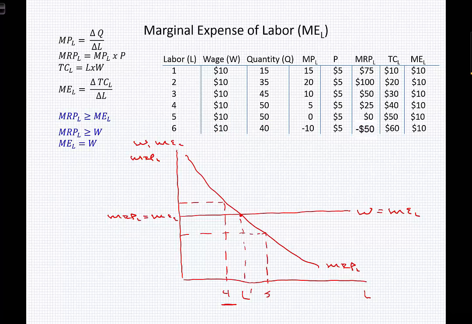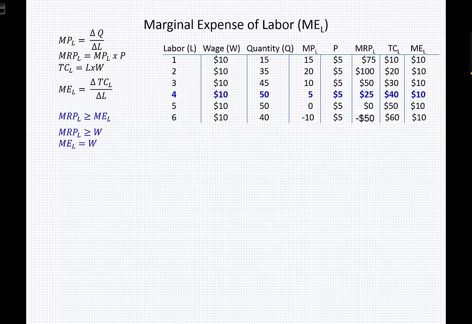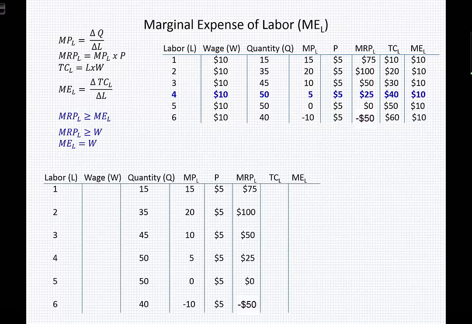Well, what happens when the wage is not constant? And what happens when we have a very different looking marginal expense of labor graphic? So let's think about that. We know here we had our equality, and it was based on these rules. So let's think about what happens when we don't have that equality.